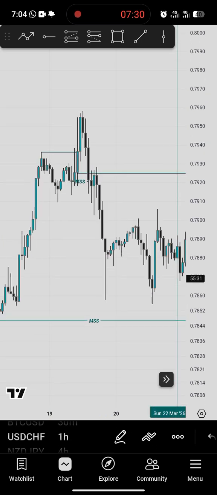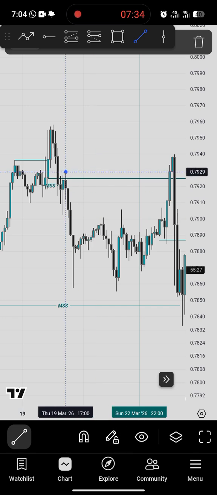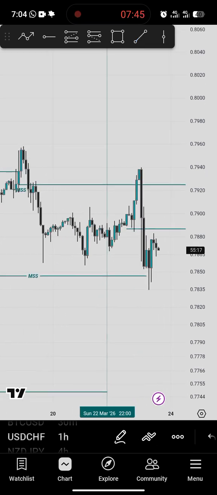Then after this market structure shift, I saw this particular place. I was like, this place is going to be liquidity in the market. So that was why I targeted this area. Do you get now? So I was waiting for price to decide what to do here. But thank God, we are good to go. So that's it.